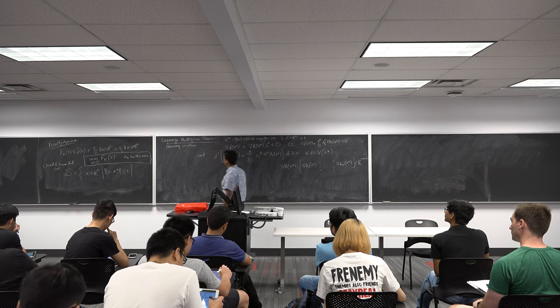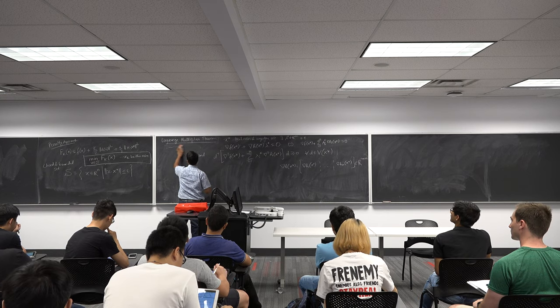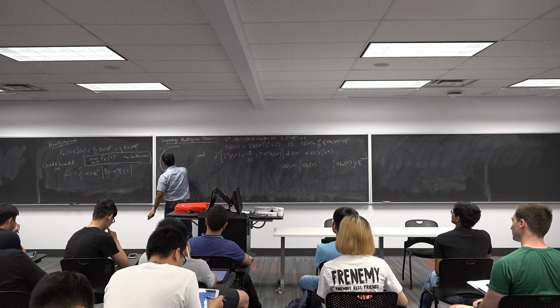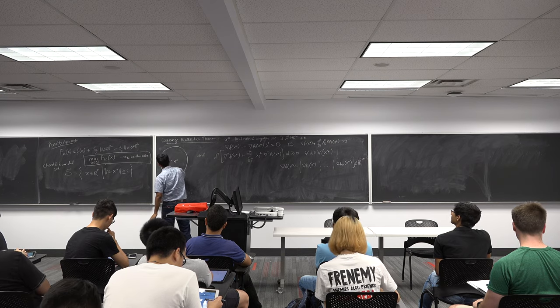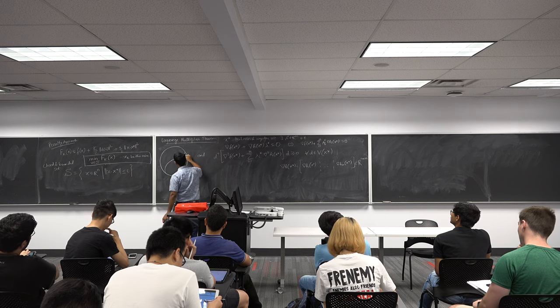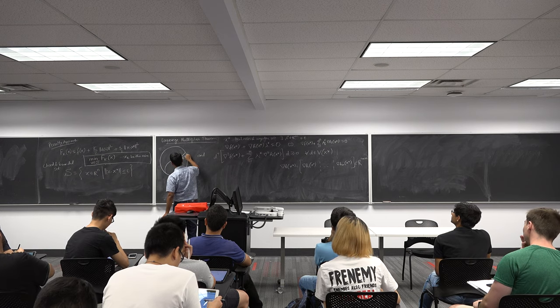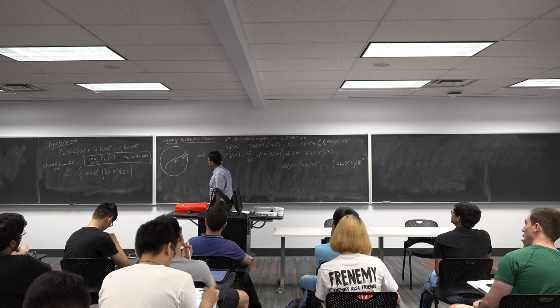So what am I doing here? I draw, so I have X star. This is my constraint surface. This is my H of X equal to 0.